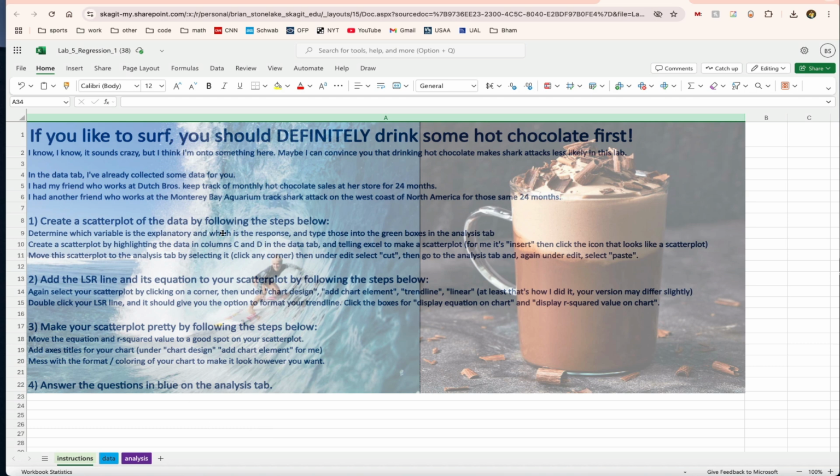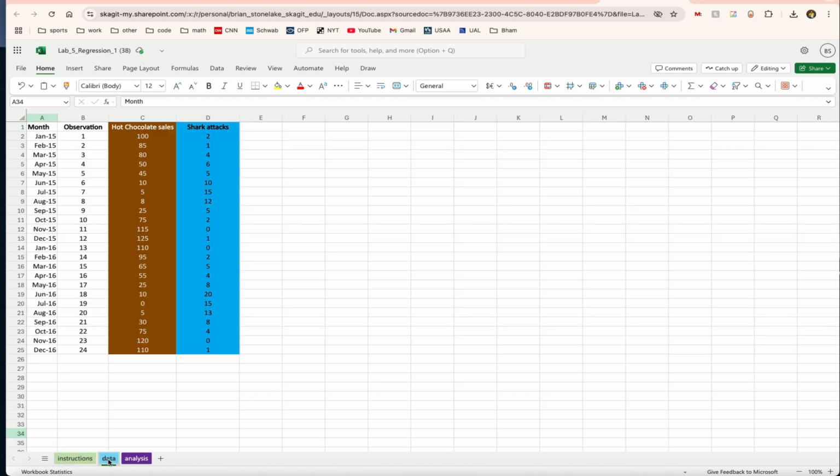As always, I give you the instructions here. You want to make sure you read through those. Here's the data that we'll be dealing with in this problem. And all of your work will be over here on the Analysis tab.